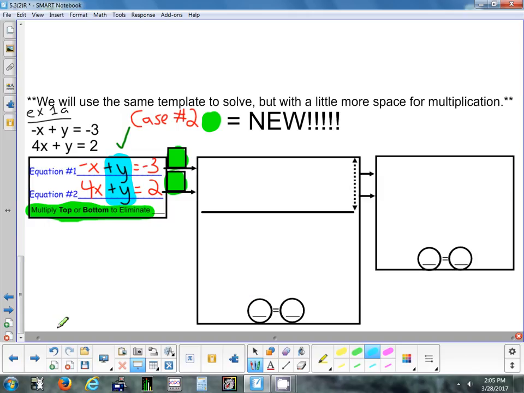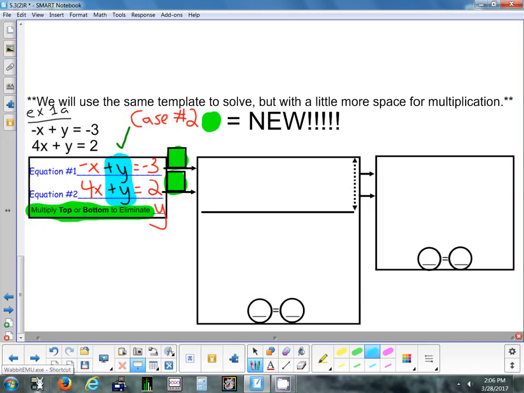So, what was step 3? Emily, what was step 3? Identify the letter you want to eliminate. So what variable are we going to eliminate? Y. We're going to eliminate y. Good. In the little line right here where it says top and bottom eliminate, we're going to put y. We know we're eliminating y. What was step 4?